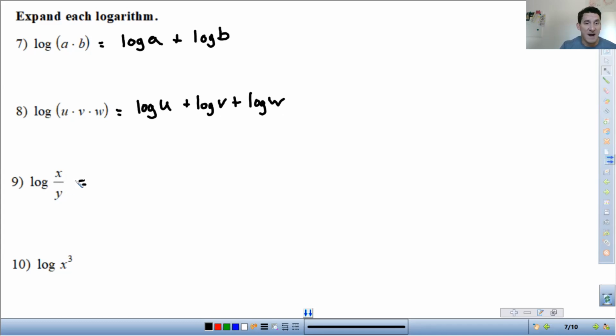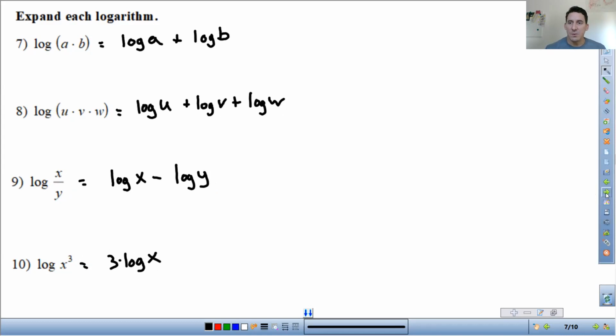When we are dividing, you can subtract. So this is going to be log of x minus log of y. And then for this one, the exponent just gets moved out into the front, so it's going to be 3 times log of x. So those are the basic ones, how they work.